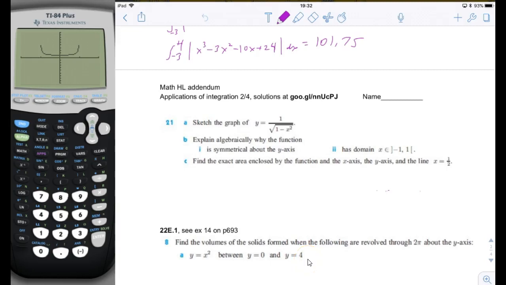This is page 2 of Applications of Integration, HL Addendum, number 21. Sketch the graph of y equals 1 over the square root of 1 minus x squared.